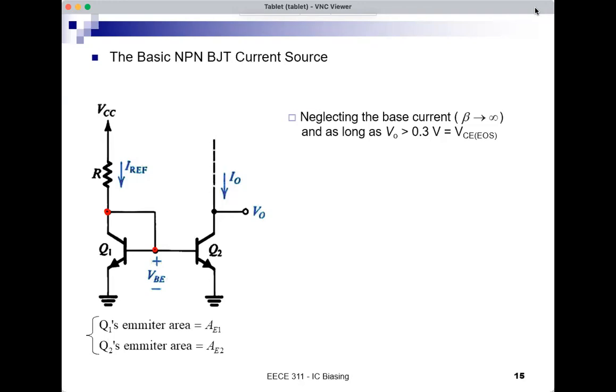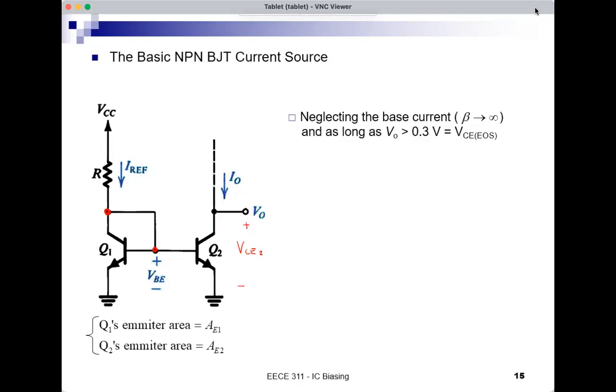in the active region. Now, for Q2 to be in the active region, its VCE, which is equal to VO, this is VCE2 here, VCE should be greater than VCE edge of SAT. So VO should be greater than 0.3 volt. So as long as VO is large, this will be active. Of course, active if there is current flow in the circuit.